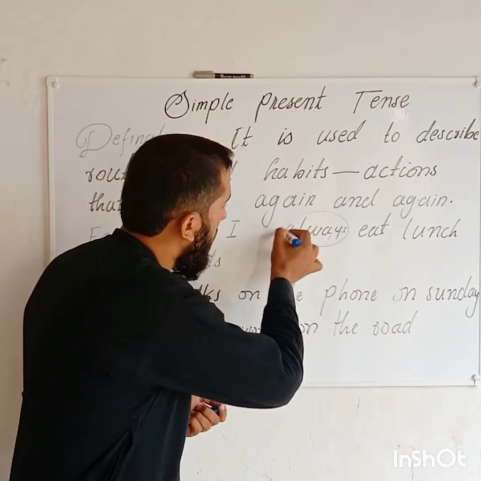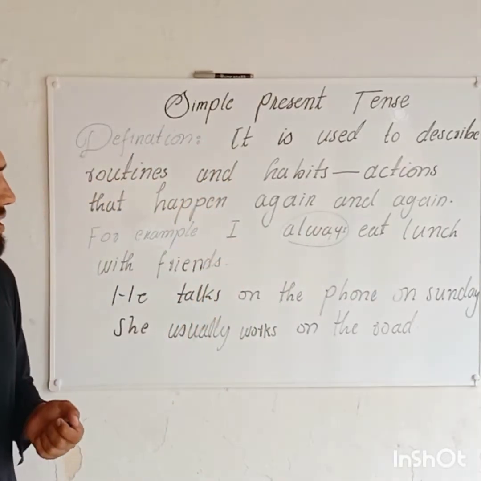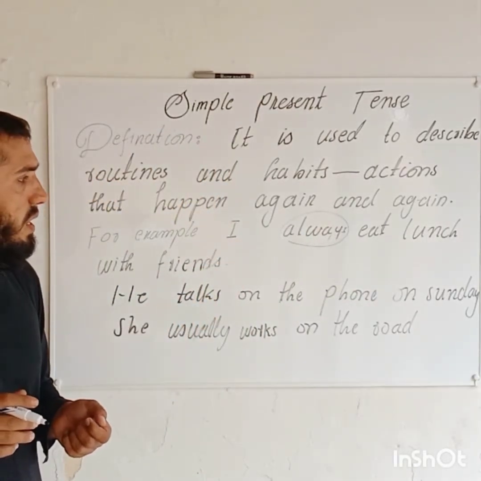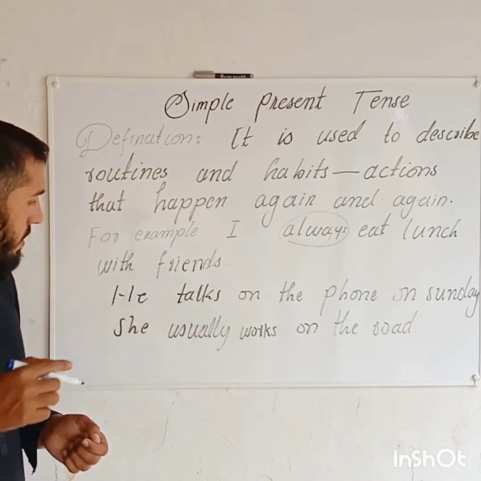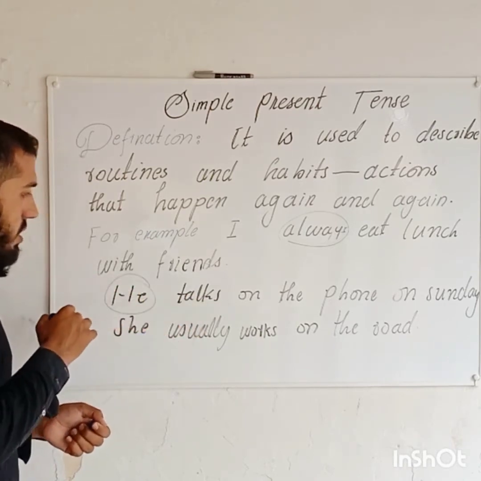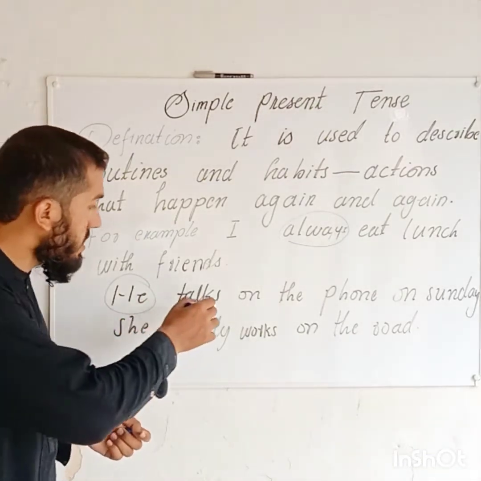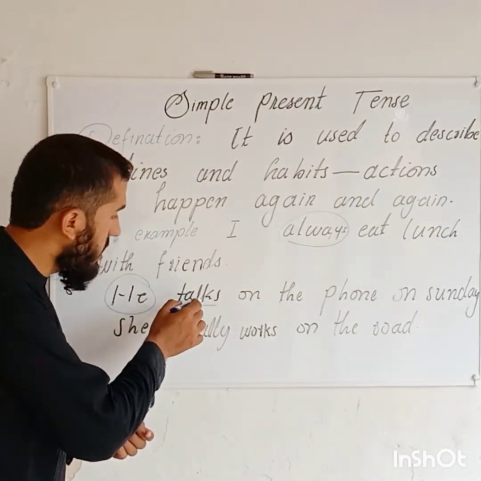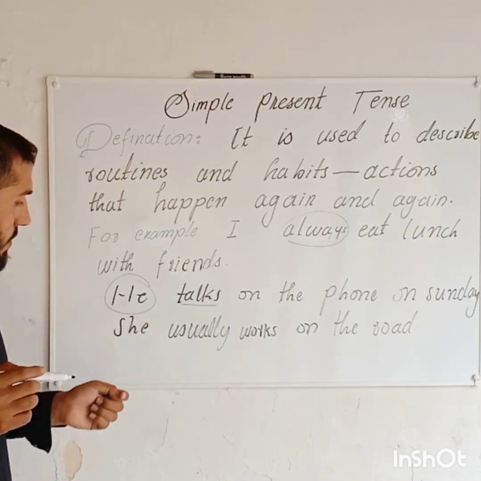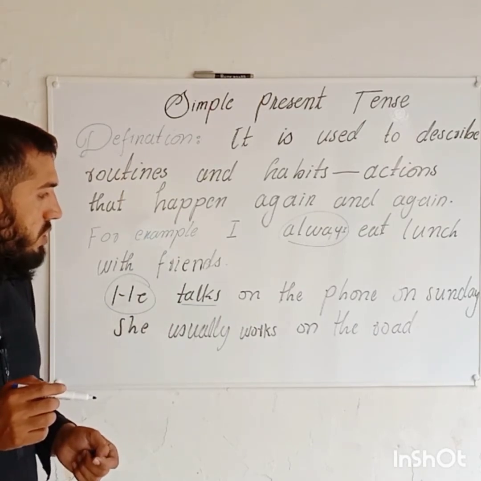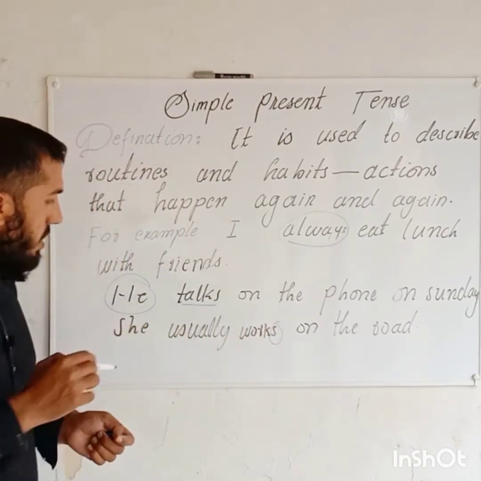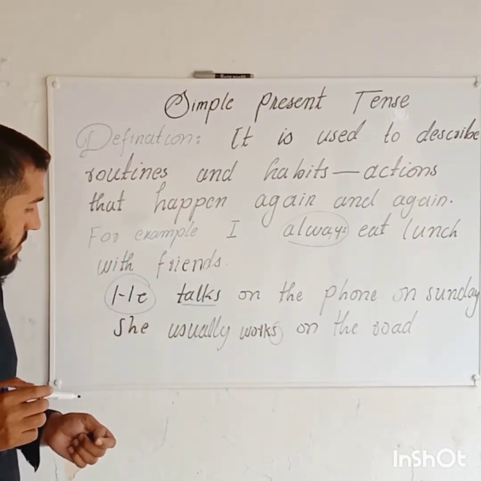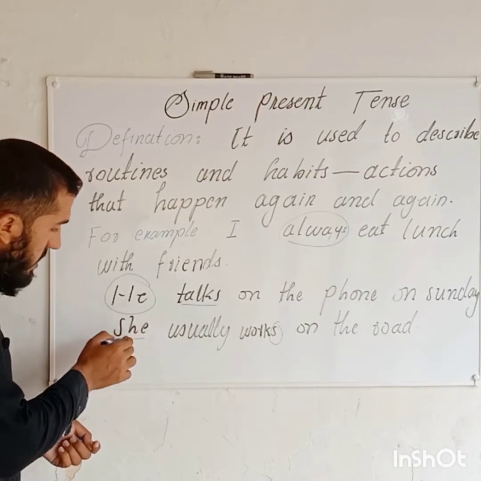Here, the word always talks about repeated actions. Here, the actions are repeated. He talks on the phone on Sunday. Here, the subject is singular. Therefore, we need to use S with the main verb. It becomes talks. She usually works on the road. Here, we use S with works. It becomes works because the subject here is singular.